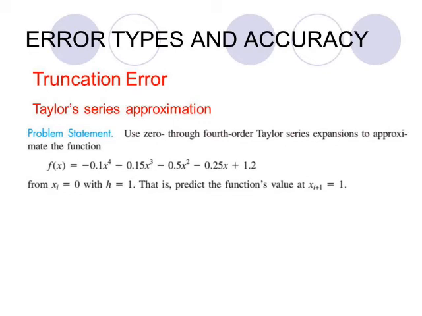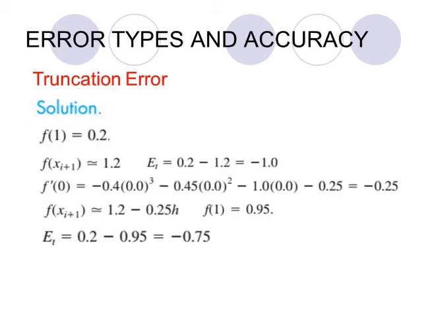Okay, so let's have a look. Now we have f1. This is the function that we have, and f of 1 is 0.2. Okay, this is the true value. Now the approximated value, when we use the zero order term, is 1.2. And the true error is then minus 1. As you see, it's 0.2 minus 1.2, and it's minus 1.